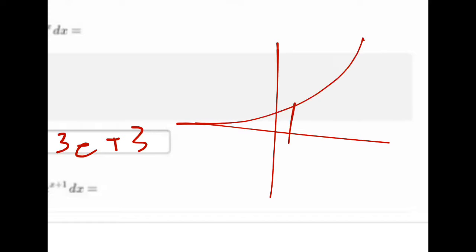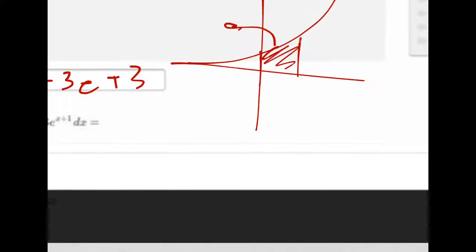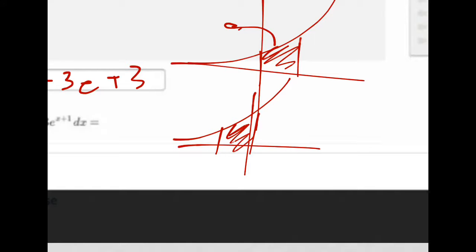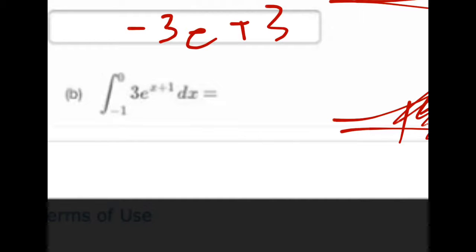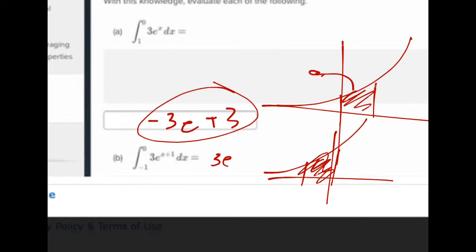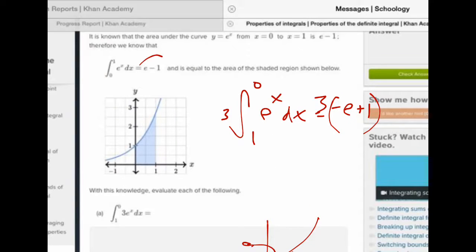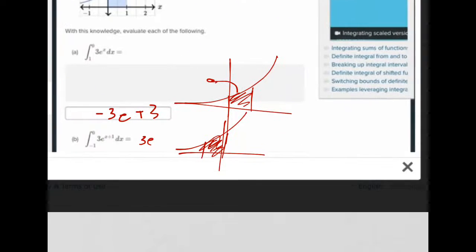We're taking this area and just shifting it over. It's the same exact area, just now shifted back 1. And then we're multiplying it by 3. So this one equals 3e. It's not the same as this. It's the same as this multiplied by 3. So 3e minus 3. So that's that part.